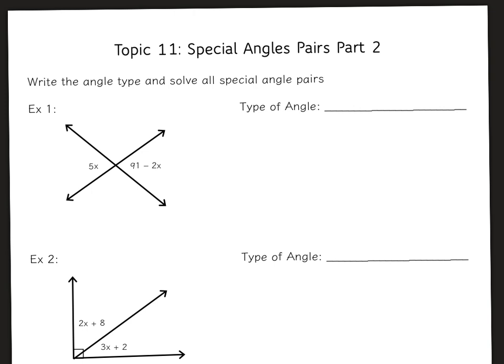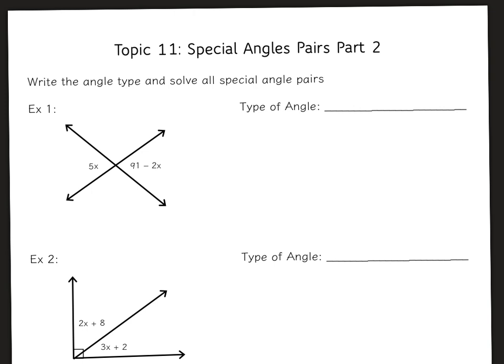This is topic 11, special angle pairs part 2. So in the previous video, we learned about the 4 different special angle pairs, but only 3 of them actually have some kind of number value associated with them. So we're going to name the angle types that we have here, and we're going to find the values of x in all of them.